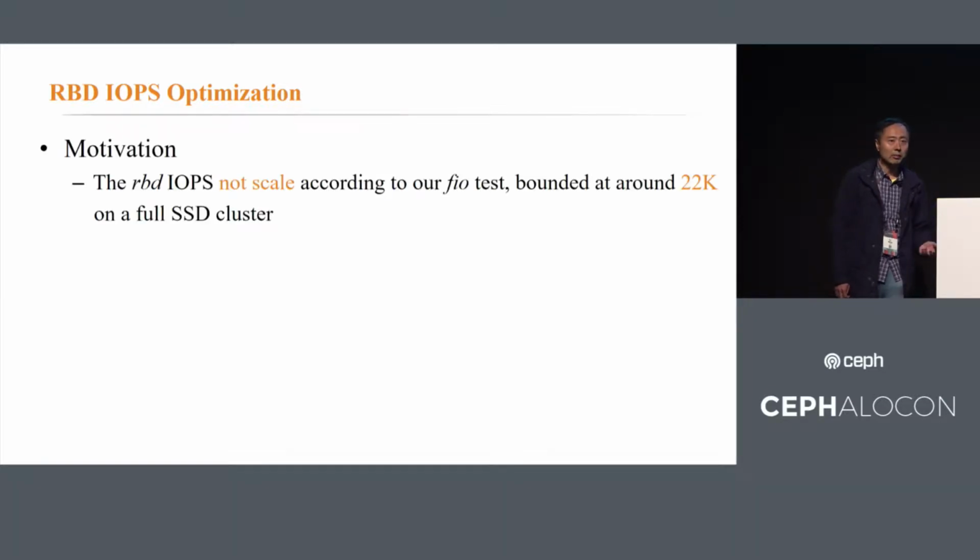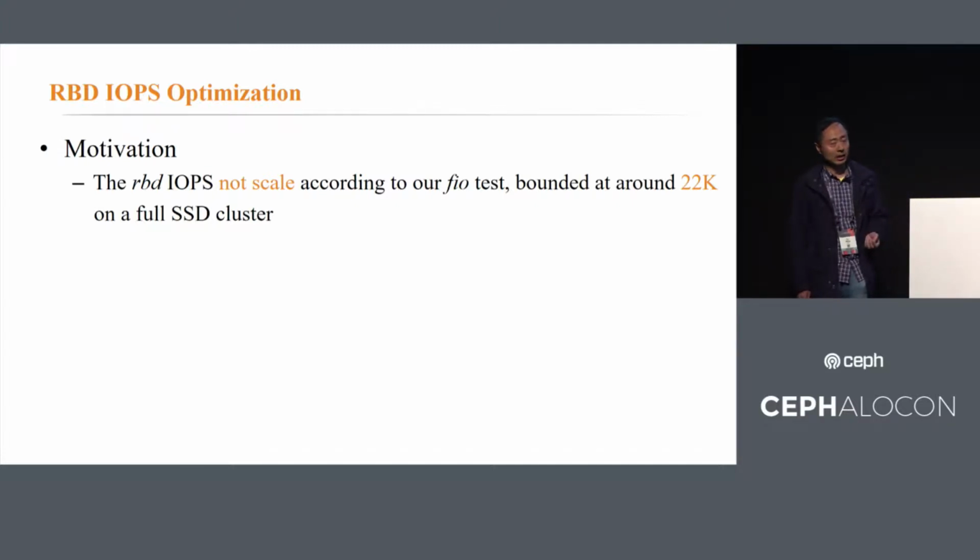Here comes the motivation. We did the FIO 4K random write test, and surprisingly, we found that the RBD IOPS does not scale with the OSD number of the cluster, I mean on a full SSD cluster. The IOPS is bounded at around 22K, no matter how many OSDs are involved in the cluster.